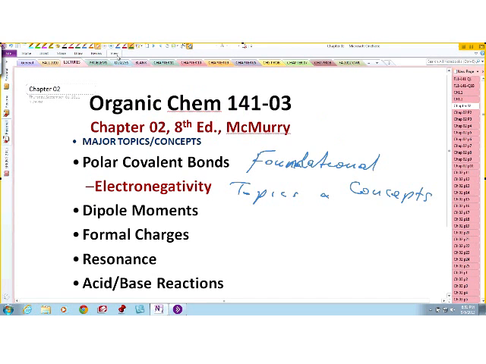Okay, as I promised earlier, I said we were going to start with chapter 2. And just as in the case of chapter 1, I told you a lot of concepts in chapter 2. All of these concepts, you should consider them as foundational concepts or foundational topics, because this will lay the foundation for your understanding of organic chemistry in subsequent chapters.